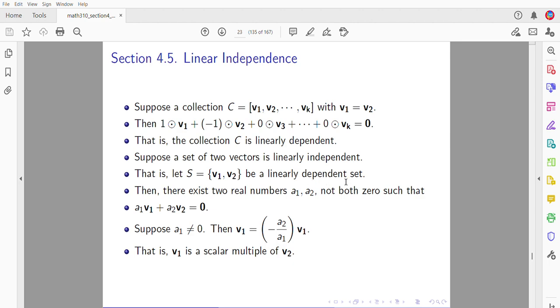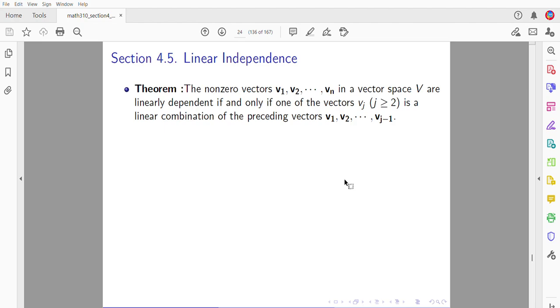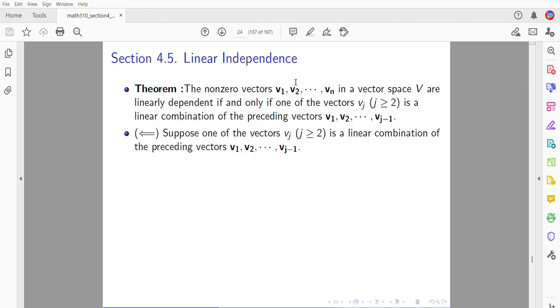Okay? So here is an important theorem. Non-zero vectors V1 through Vn in a vector space V are linearly dependent if and only if one of the vectors, some vector starting from 2 onwards, is a linear combination of the preceding vectors. So starting from 2 onwards, there is some vector Vj which is dependent on the previous ones. We will prove this in our next video because this is a detailed, long proof.